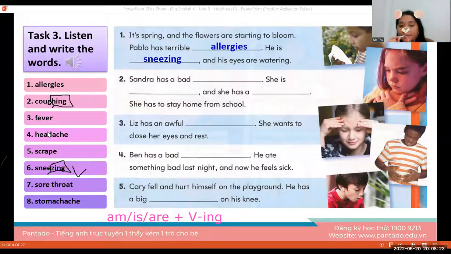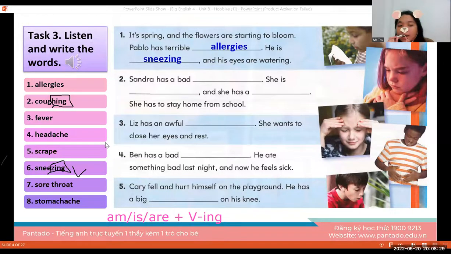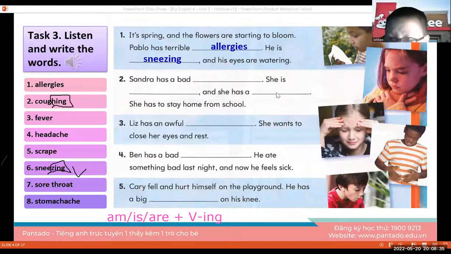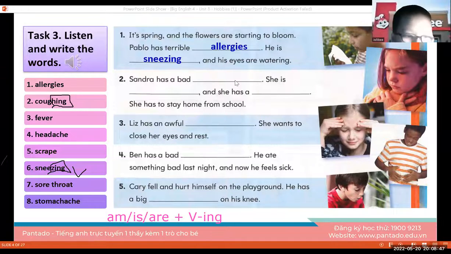And she has a? Number two. So this one, you say coughing, right? Coughing. Okay, so your sentence will be, have a bad sore throat, she is headache, and she has a coughing. Okay, yes, that is your answer? Yes. Okay, now let's check the answer with your friends and me.